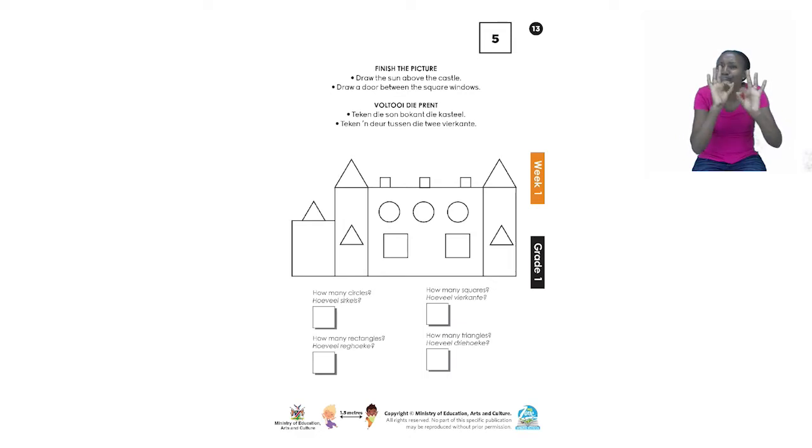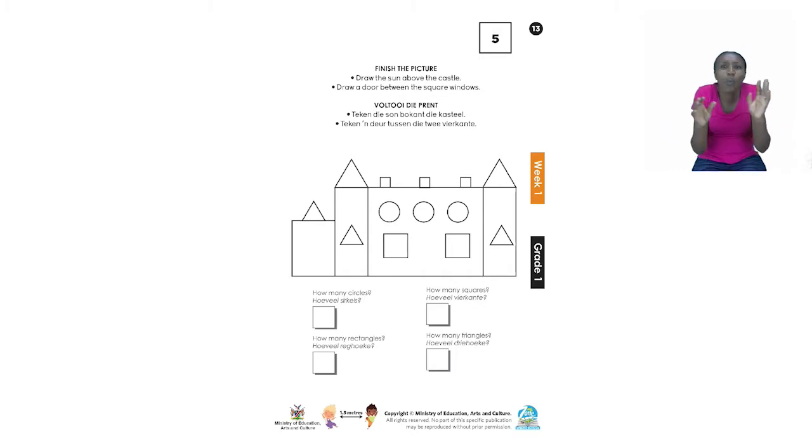to finish the picture. The first thing you are going to do is draw a beautiful sun above the castle, which means that it needs to be in the sky. So you are going to pick where you would like your yellow sun to be, and you're going to draw it and color it. Then you are going to draw a door because our castle doesn't have a door.